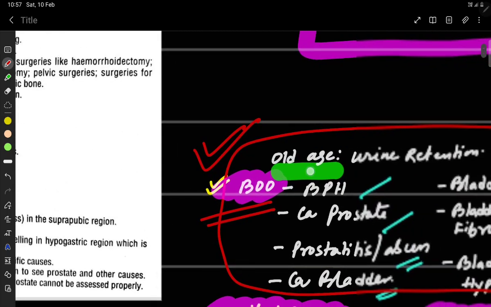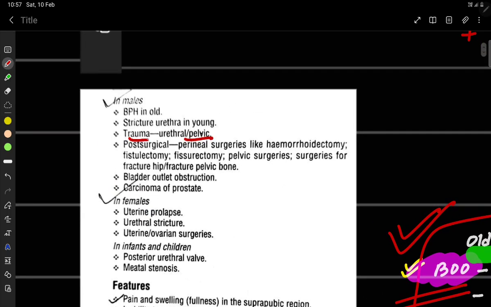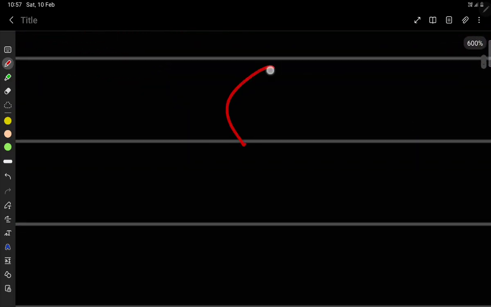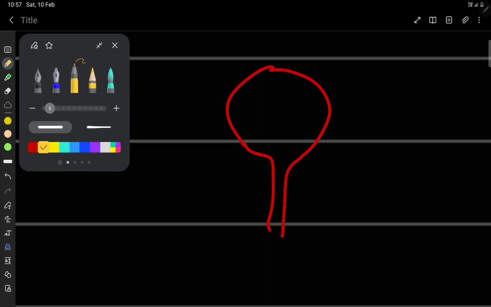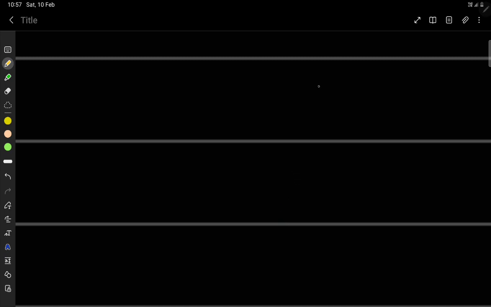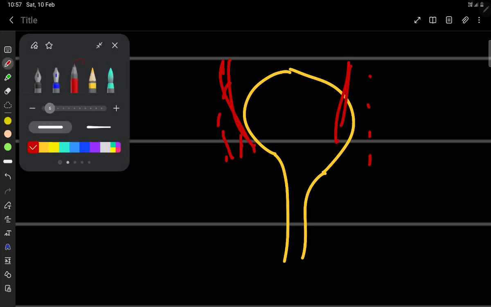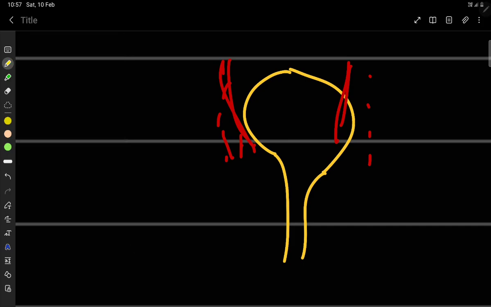And one important thing about pelvic trauma: in pelvic brim injury, what happens? There may be bleeding from an artery, profuse bleeding. And due to pelvic trauma, the outlet is obstructed and the urine is not able to pass out.